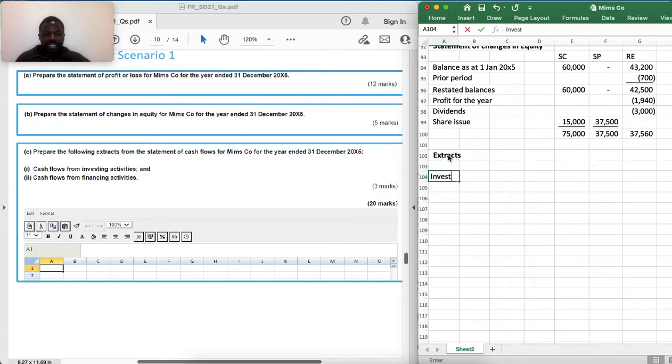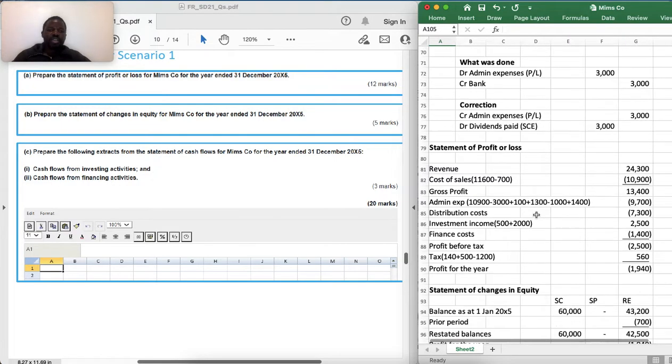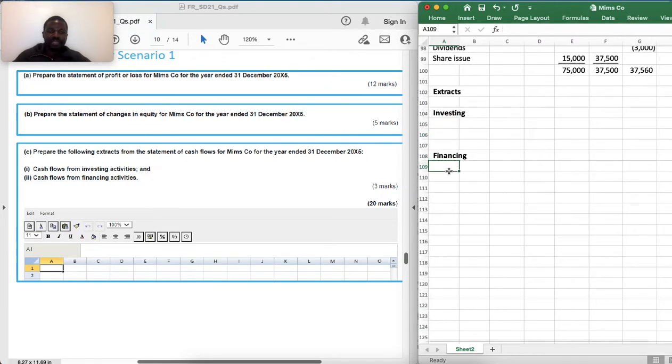We have got investing, we have financing. We have done all the journals, so we'll be looking at our journals. Here we paid a dividend of 3,000. So a dividend is a financing activity. So we'll say dividend paid here. The dividend paid was 3,000. It's a cash outflow because it's a dividend that was paid.